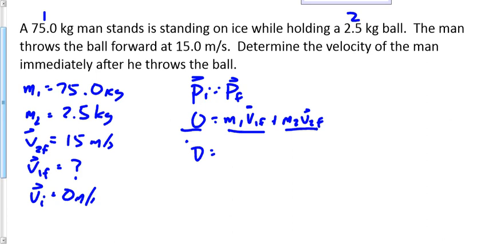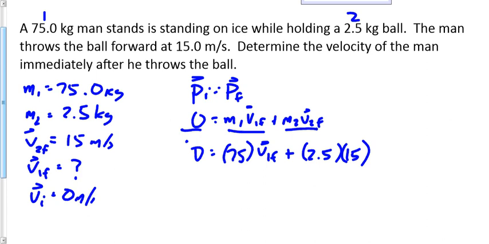Mass 1 is 75. Mass 1 times V1F, which is what we're looking for, plus mass 2, which is 2.5, times V2F is 15. Would you expect V1F to be bigger or smaller than V2F? The force is the same. The impulse is the same. Would you expect the velocity to be bigger or smaller? Yeah. Would you expect it to be a little bit smaller or a lot smaller? A lot smaller, because the mass is a lot bigger, right? The impulse is the same, so the momentum gain or loss is the same. If the man has the same momentum as the ball, and he has that much more mass, he must have that much less speed or velocity.